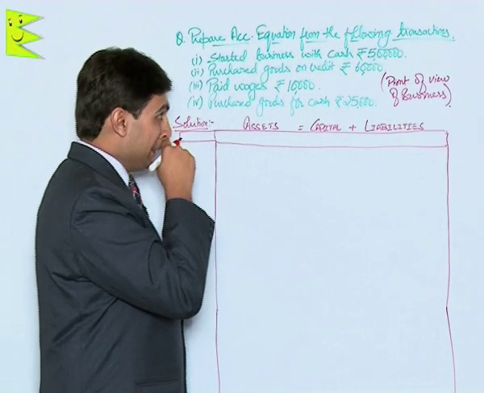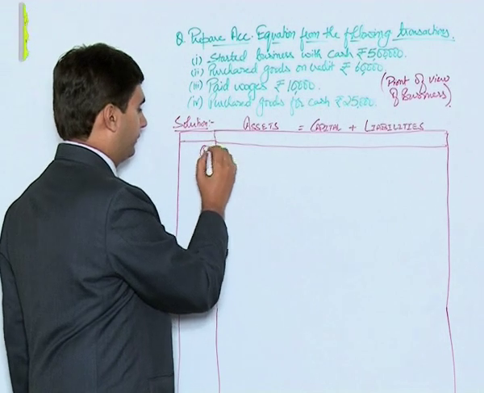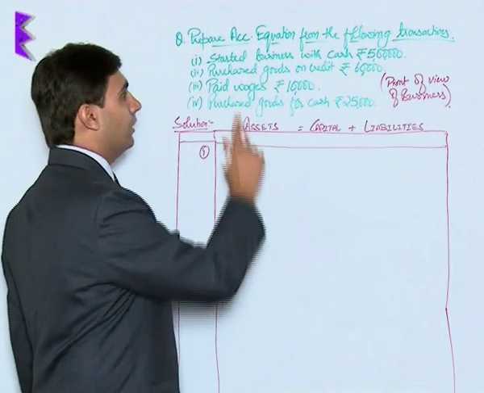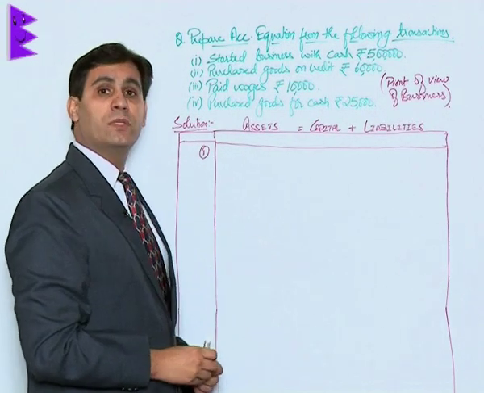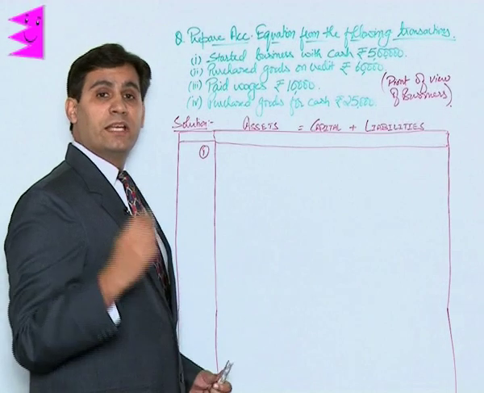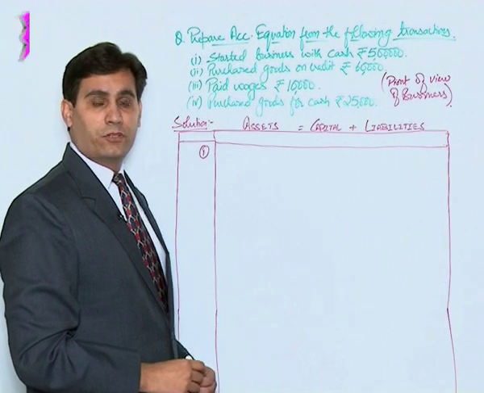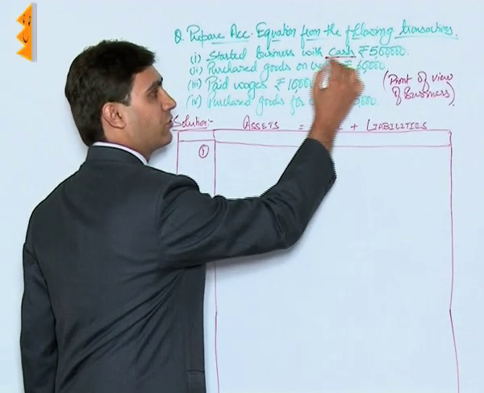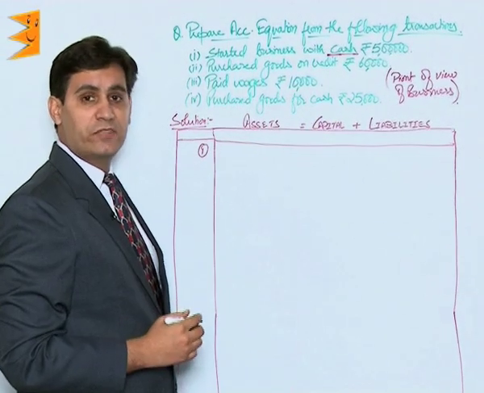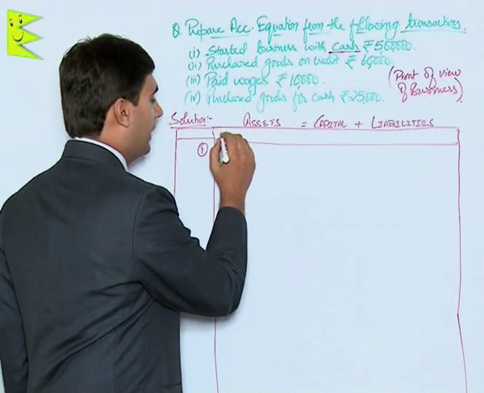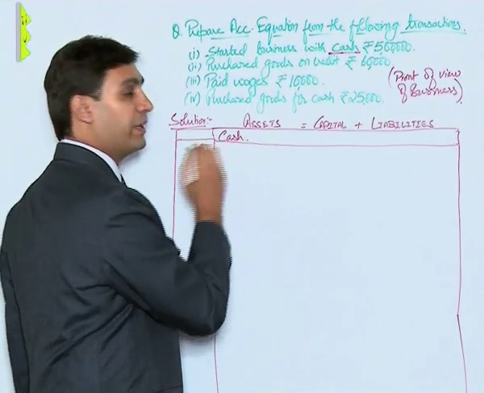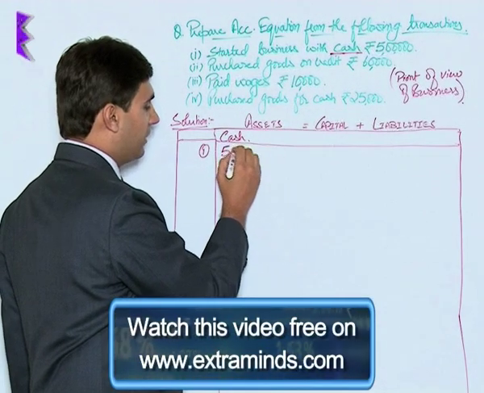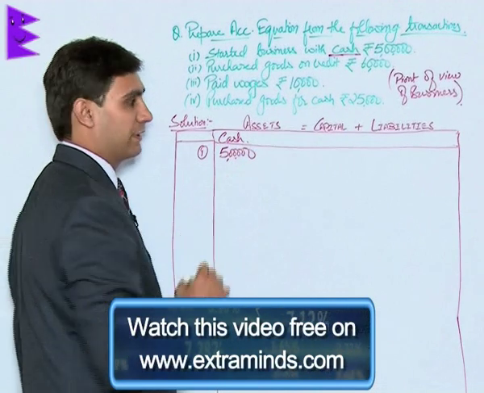Now students, let us understand first transaction. Started business with cash. From the point of view of business, there are two effects in this transaction. The first one being that the owner is bringing cash. Now, cash is an asset, we know it has certain value. So, in asset column, we'll create a separate column for cash. The business has received cash worth rupees 5 lakhs.